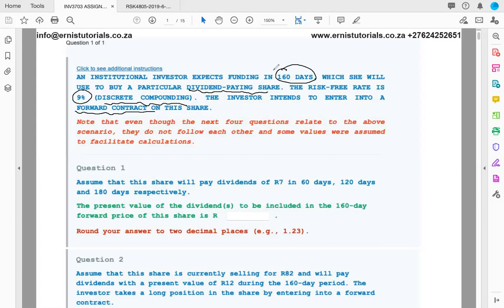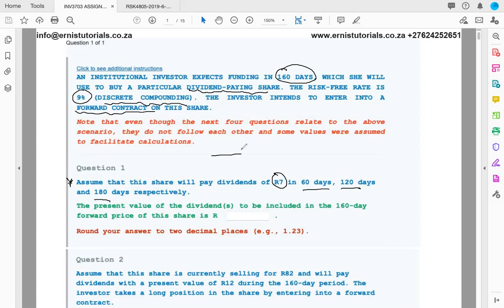Okay. The best thing to do when you're given a question like this is just to draw a timeline, just to understand what's exactly happening. For example, on question 1, we're going to be given some information. So ideally, you should just draw a timeline to try to help you to understand what's happening. So for question 1, you're asked, assume that this share will pay dividends of 7 Rand in 60 days, 120 days, and 180 days respectively, right?